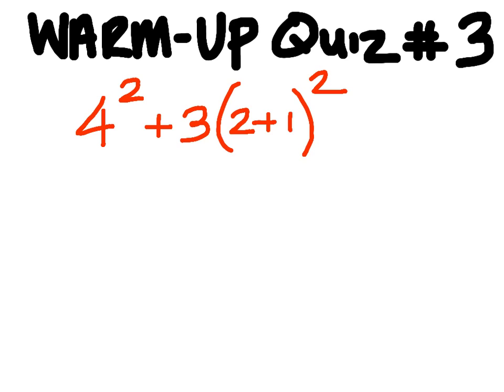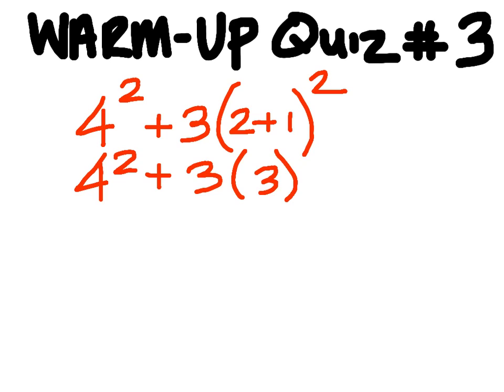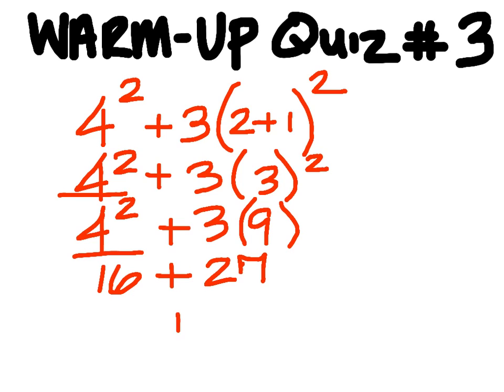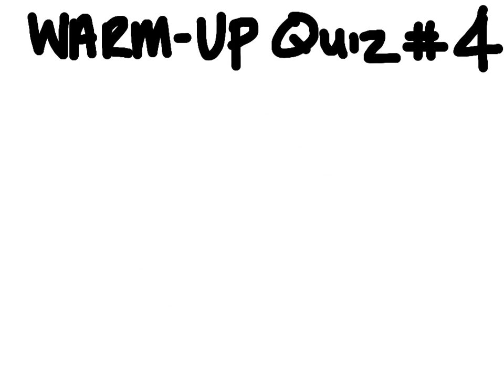Solution. You have to go to the parentheses first. 2 plus 1 is 3. And then you have to go to the exponent there. 3 squared is 9. You also have another exponent, which you probably could have done here, but we can do it here. 4 squared is 16. And then you have 3 times 9, that's 27. Add them together to get 43. Number 4.